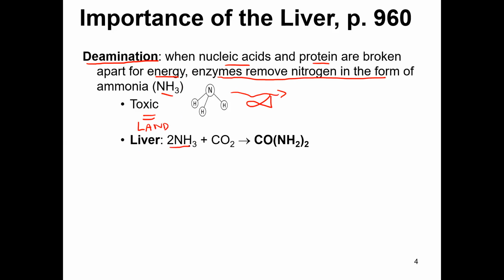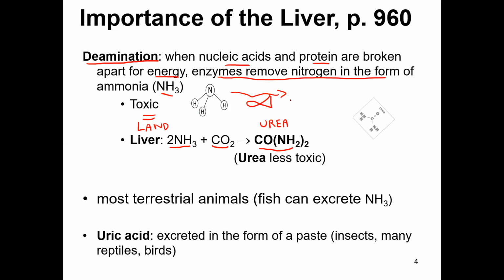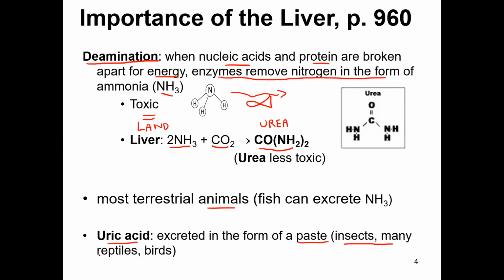So the ammonia combines with another waste product, carbon dioxide, to form urea. And this is far less toxic. That forms urine. That's where the urine comes from. So that's most terrestrial animals. Uric acid is another byproduct. It's a paste that gets secreted by insects, reptiles, and birds.